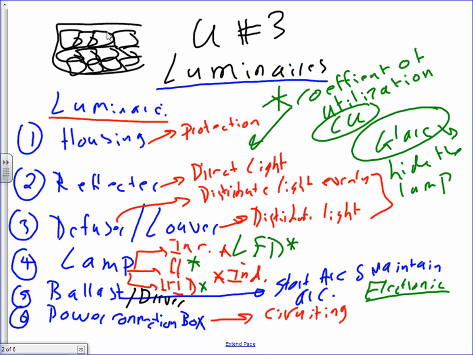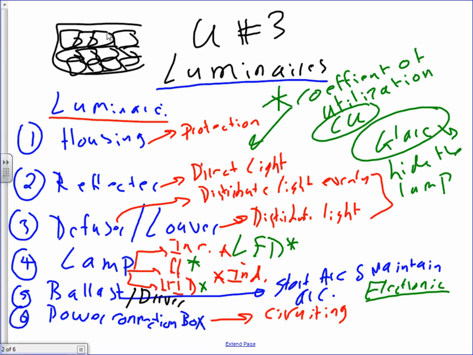Fixture. Does that make sense? Easy, bad, ugly? So please read it. A couple of things. These are what I want you guys to understand, these 6 things. Then there are two concepts I would like you to understand. Concept number 1 is CU, coefficient of utilization. Concept number 2 is glare.